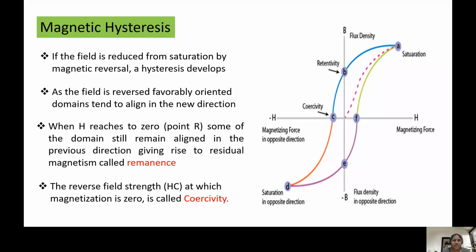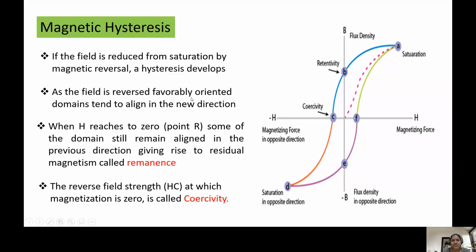So we will observe the behavior of the magnetic materials when you reverse the magnetic field after reaching the saturation point. Here, if the field is reduced from saturation by magnetic reversal, a hysteresis develops. Means, if you slowly increase the magnetic field, we will reach a saturation point A. And if you decrease the magnetic field strength, then the material will follow a different path than the initial path, and that is said to be the hysteresis.